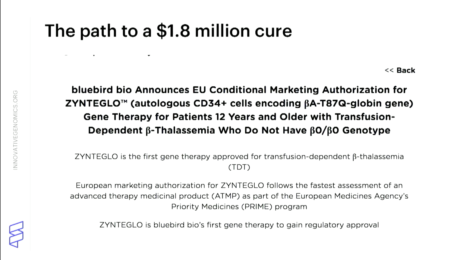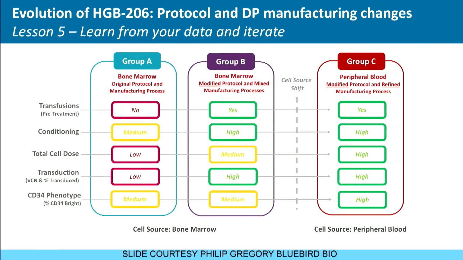That's what Bluebird did, and they have the 1.8 million cure for thal, soon to be probably approved for sickle as well. I don't have time to do justice to how much work went into this. I asked for the slide from my friend Philip Gregory, who is the chief scientific officer of Bluebird Bio. What did they do? They developed a V1.0 product and they dosed a bunch of subjects. They looked at the data, it wasn't good enough. They tweaked a couple of parameters, they dosed a bunch of subjects. They looked at the data and it wasn't good enough, and they tweaked other parameters, and finally it worked. This is the only way this can move forward.